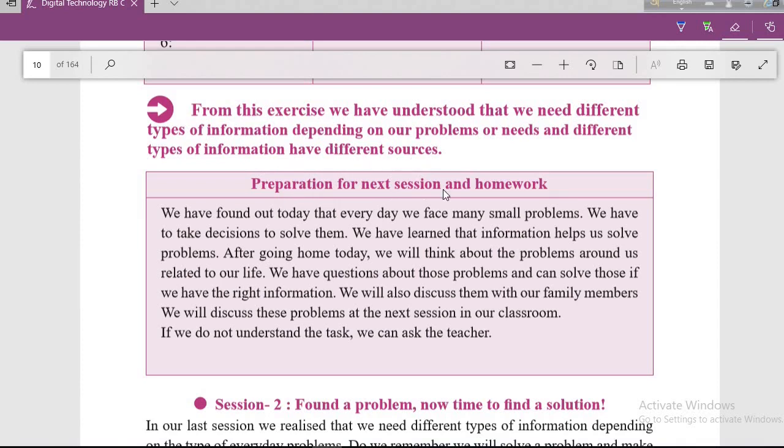Preparation for next session and homework. We have found out today that every day we face many small problems. We have to take decisions to solve them. We have learned that information helps us solve problems.